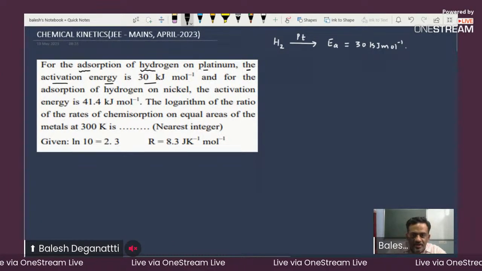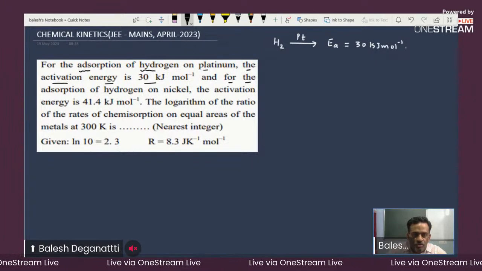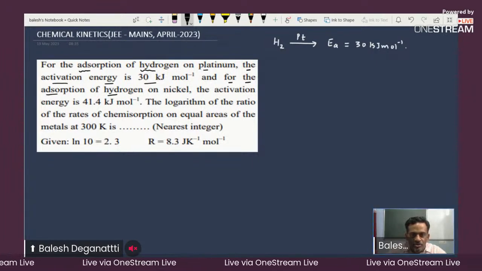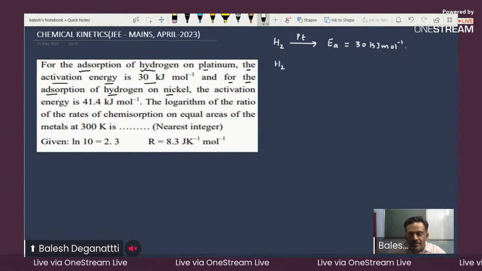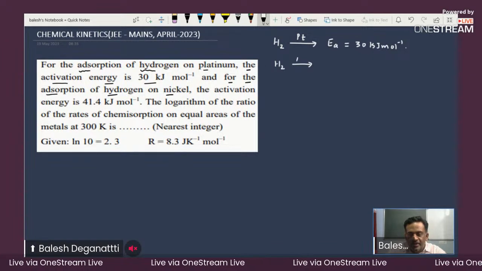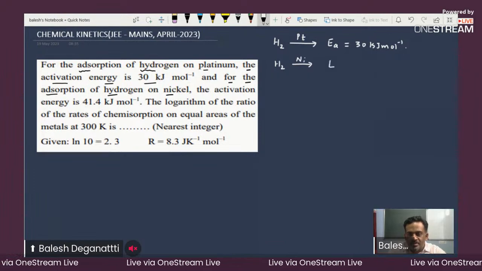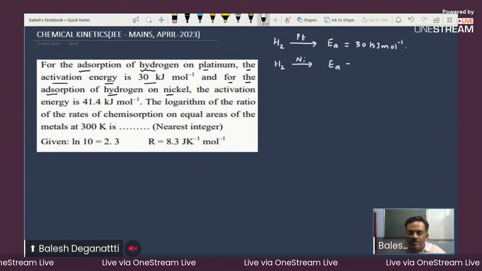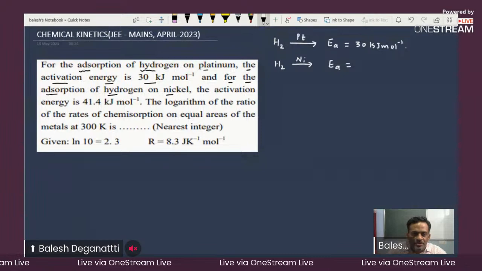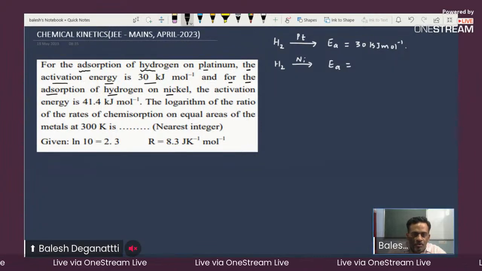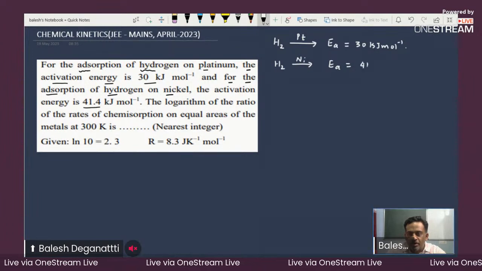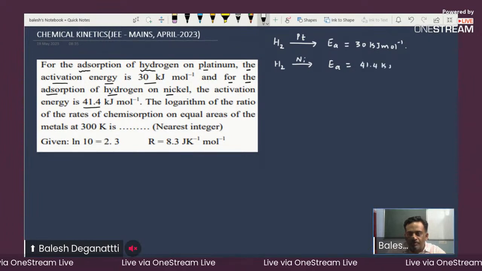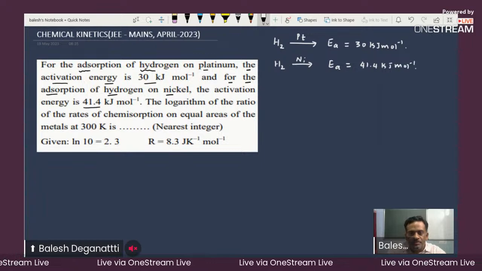Next sentence. And for the adsorption of hydrogen on nickel. So next, what they have done? The adsorbing of hydrogen on nickel. For this, the energy of activation is how much? 41.4 kilojoule per mole.